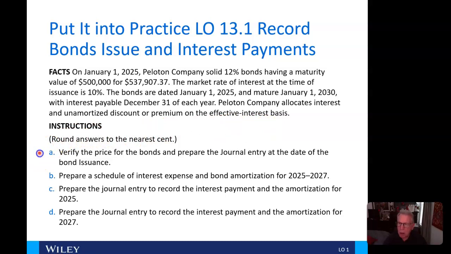So, Alpha here, we're going to verify the price of the bonds and prepare the journal entry at the date of the bond issuance. Under Bravo here, we'll prepare a schedule of interest expense and bond amortization for 2025 to 2027. And then under Charlie, we'll prepare the journal entry to record the interest payment and the amortization for 2025. And then under Delta, we'll finally prepare the journal entry to record the interest payment and the amortization for 2027.